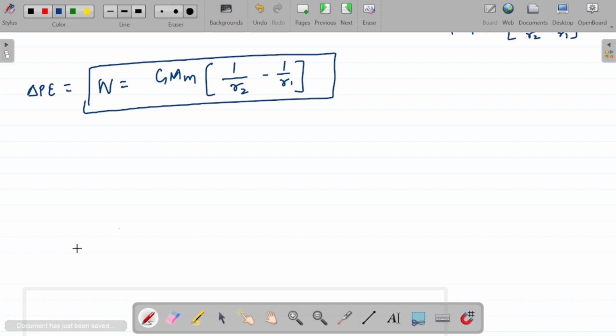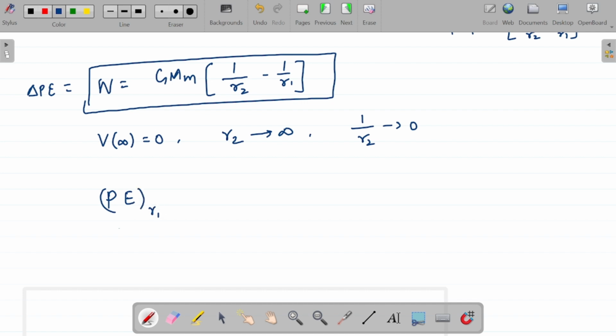Okay, now we can take a reference point and then say what the potential energy is at a particular position with respect to that reference point. So let's take our reference point at infinity, and at infinity we choose the potential energy to be 0. This is consistent because if r2 tends to infinity, 1 by r2 tends to 0. In this case, the potential energy at position r1 will be minus GMm by r1.